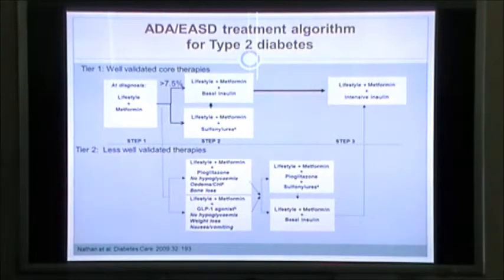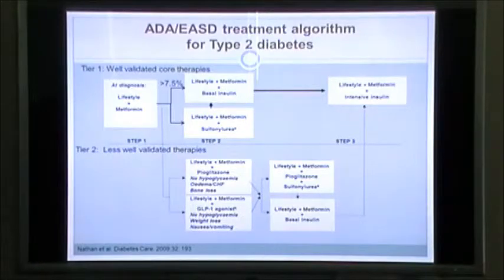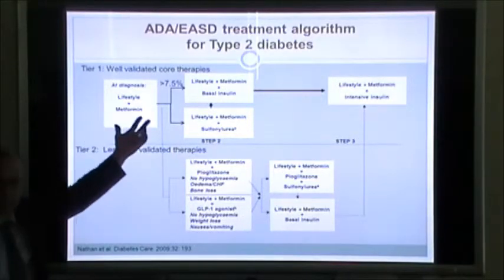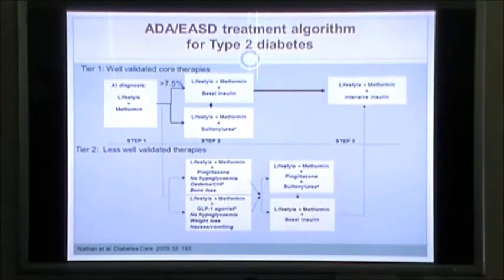Okay, so what do we do? So this is the ADA EASD treatment algorithm for type 2 diabetes from 2009. I liked this. Some of you know that in the next year they backed off and made it more of a menu and a buffet, and you can do this and that and this and that. I actually think this was very helpful. And what they basically said was there are well-validated therapies, and then there are those therapies that are not so well-validated. And the well-validated therapies are metformin and insulin. And then there's sort of everything else. And everything else is either less well-studied, more expensive, or less effective.